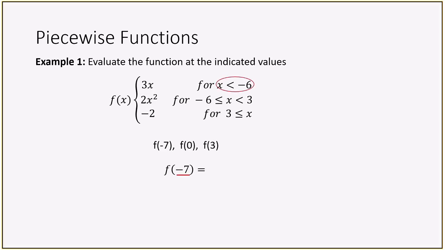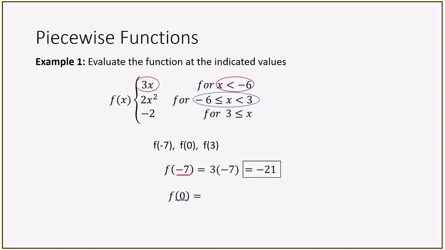So I'm going to use that function when I'm evaluating. And so now I've picked which piece of my function I'm going to use. I'm going to use my 3x, and then I'm going to plug -7 in for that. Evaluate, I get -21.